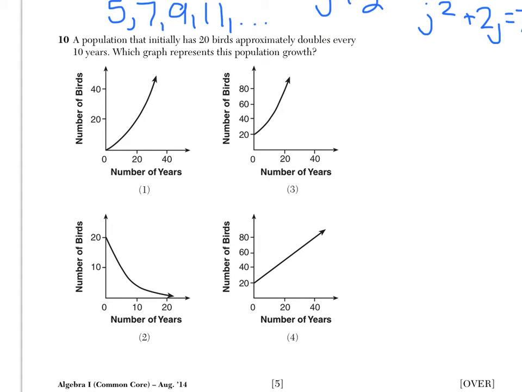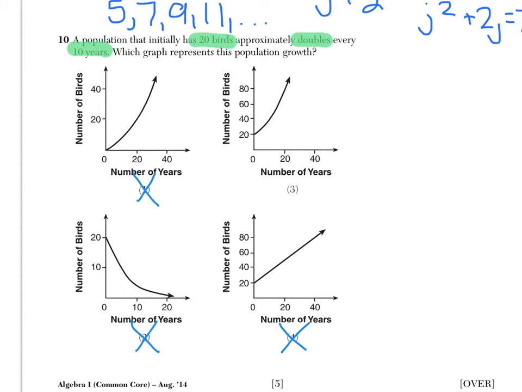Question 10 is modeling a population of birds, initially 20 birds, that is doubling every 10 years. Initially, that's my y-intercept. So if I look at my y-intercepts, I'm going to eliminate the graph where I don't have a y-intercept at 20. I'm also going to eliminate graph 2 because the bird population is doubling. This graph is decreasing. So now I have a 50-50 shot to get this right. And if something is doubling, that is definitely not a linear relationship.